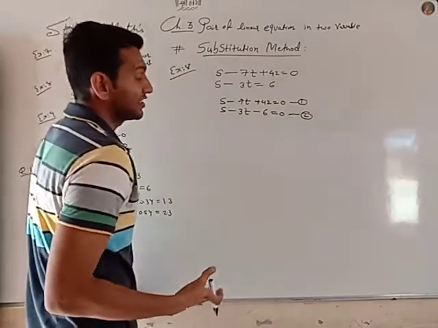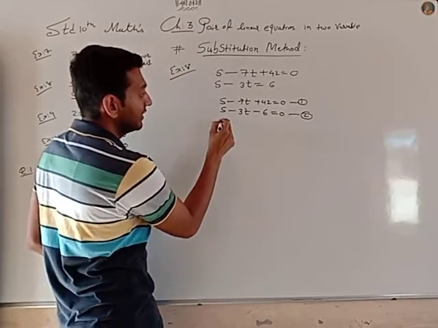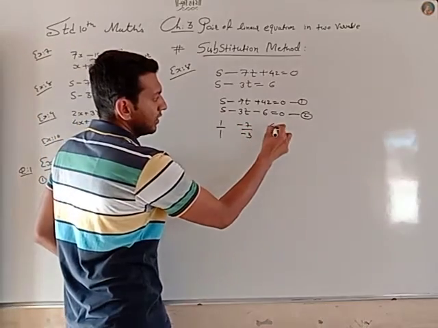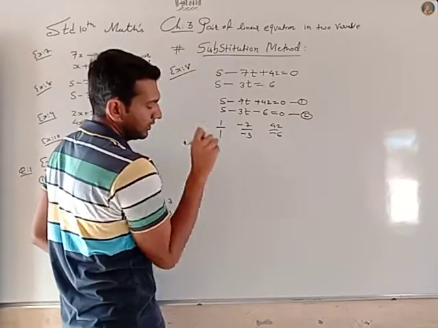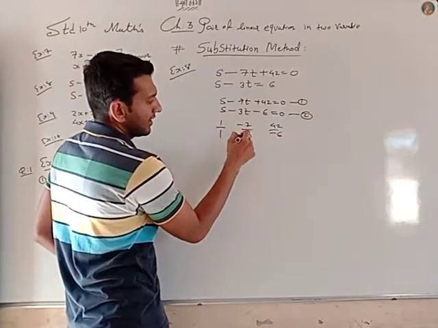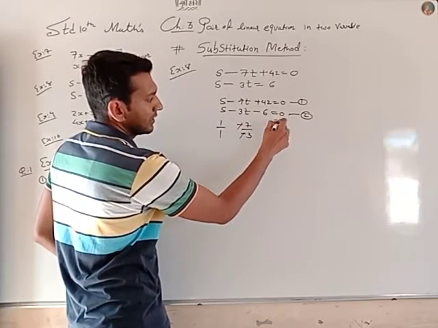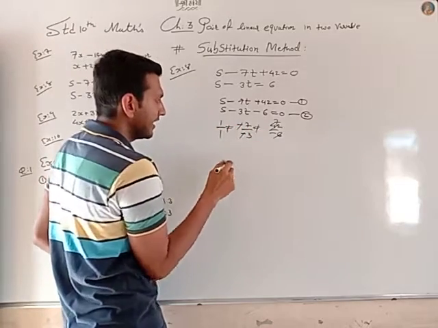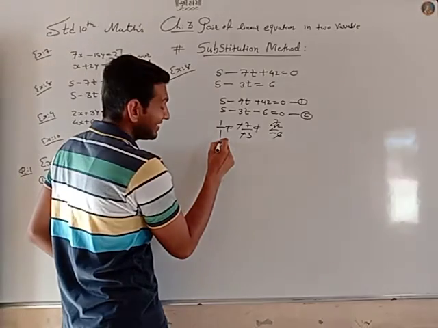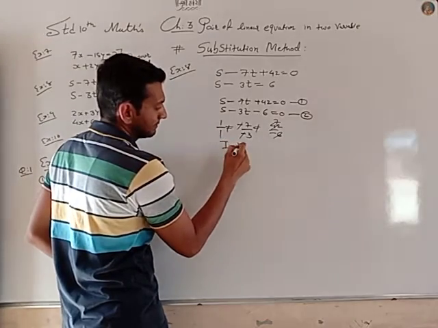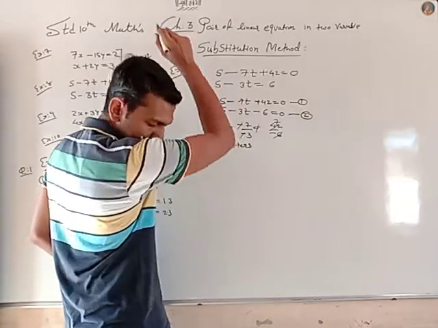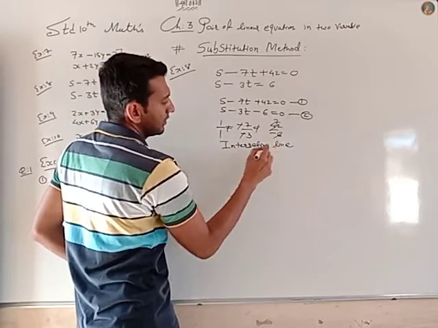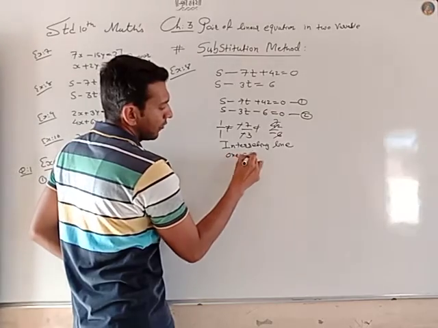Now first check which type of solution is possible here. So 1 upon 1 minus 7 by minus 3, 42 upon 6. So minus and minus cancel. 6 sevens are 42, means there is not equality here. So both the lines are intersecting lines, and you get one solution.